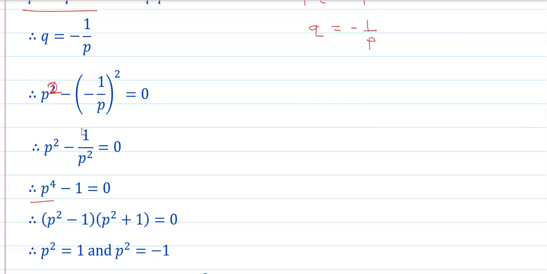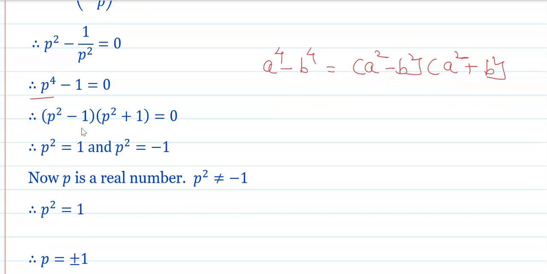Now its factors. What are the factors? According to a⁴ − b⁴, what will you get? That is (a² − b²) in the first bracket and (a² + b²) in the second bracket. Similarly here, 1⁴ means what? (p² − 1) in the first bracket, (p² + 1) in the second bracket, equals 0. p² − 1 = 0. See this here.